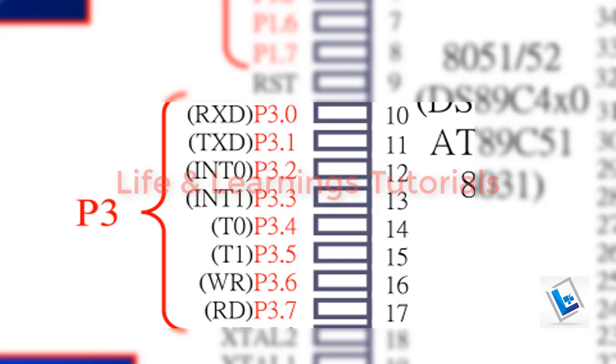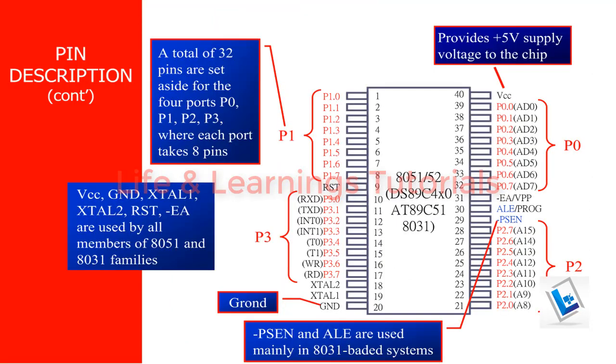The port pin 3.0 can be used for serial reception. P3.1 can be used for serial transmission. P3.2 and 3.3 are external hardware interrupt pins. P3.4 and 3.5 are external timer control pins, and pins 3.6 and 3.7 are for external memory write and read operations. Next, I will consider the supply pins of the microcontroller.